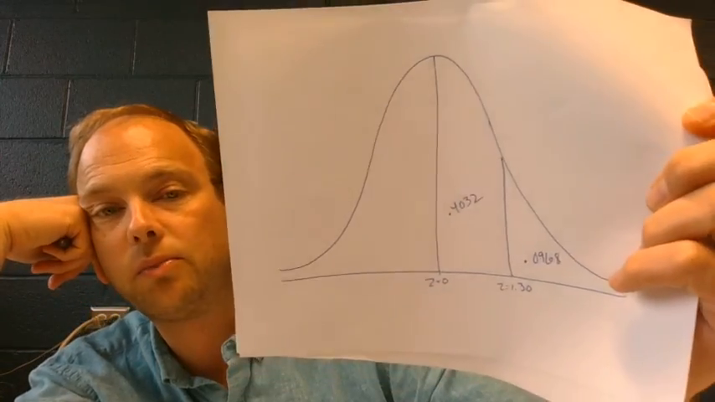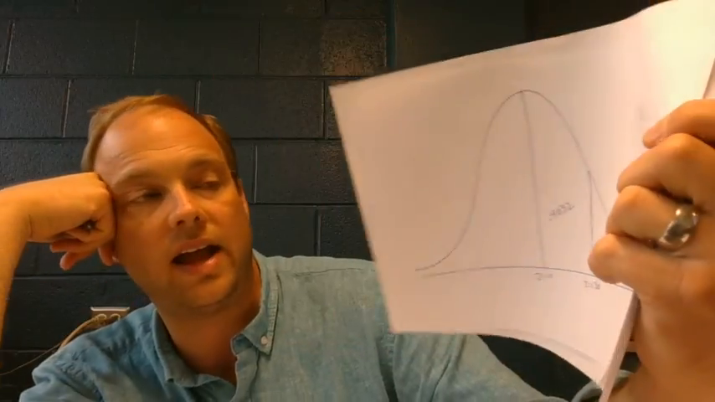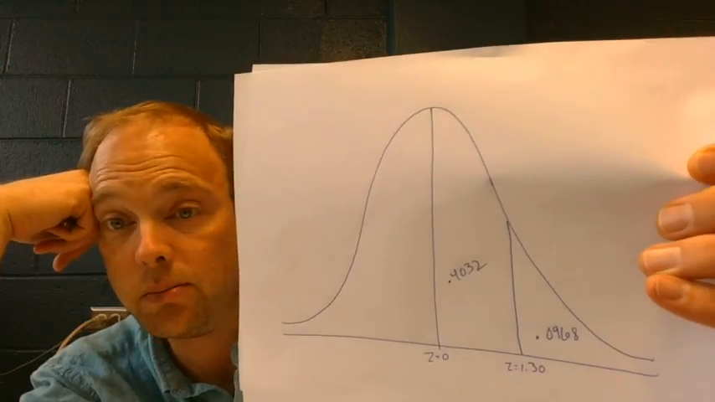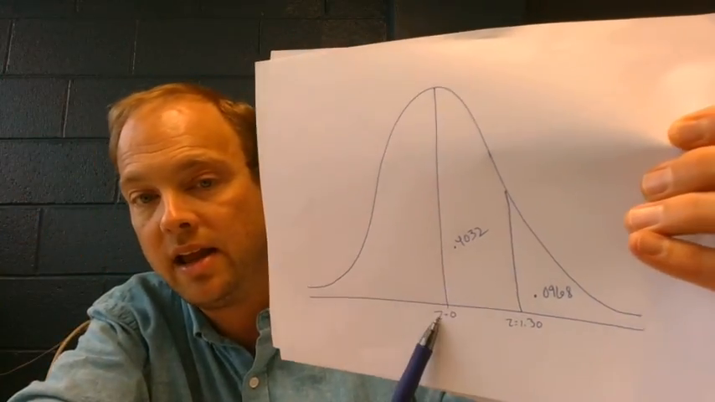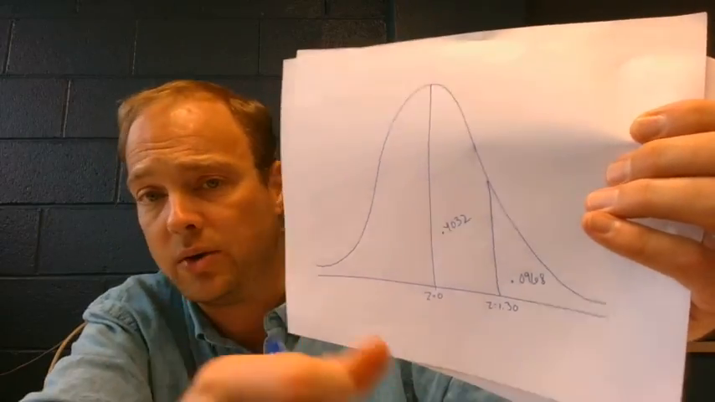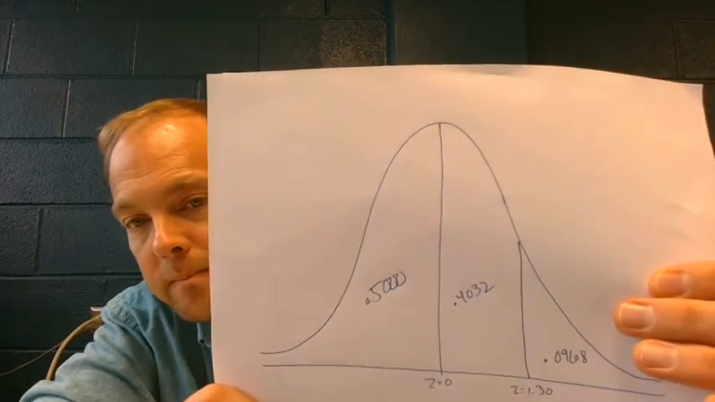Also, real quick, what do you think 0.4032 plus 0.0968 equals? It equals 0.5, and it has to equal 0.5 because the area between the middle and a particular z-score plus the area beyond z is always going to equal 0.5. 0.5000. Okay?